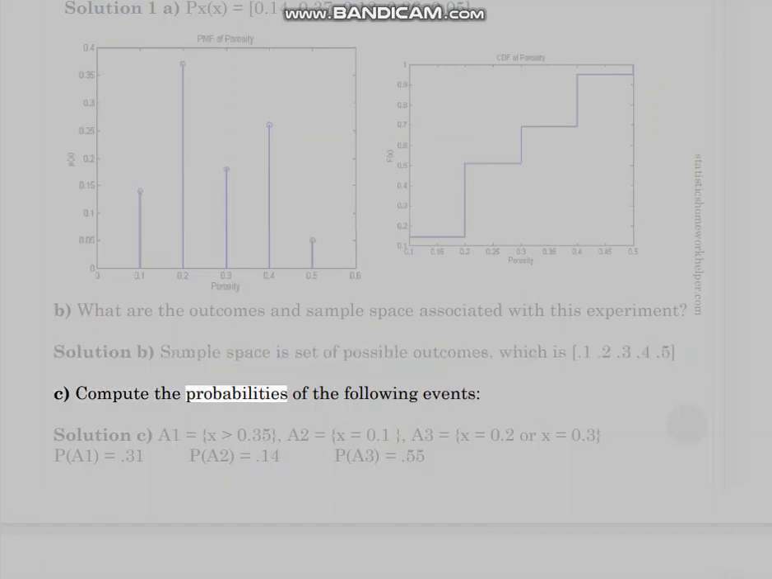C. Compute the probabilities of the following events. Solution C. A1 equals x greater than 0.35. A2 equals x equals 0.1. A3 equals x equals 0.2 or x equals 0.3. P(A1) equals 0.31. P(A2) equals 0.14. P(A3) equals 0.55.